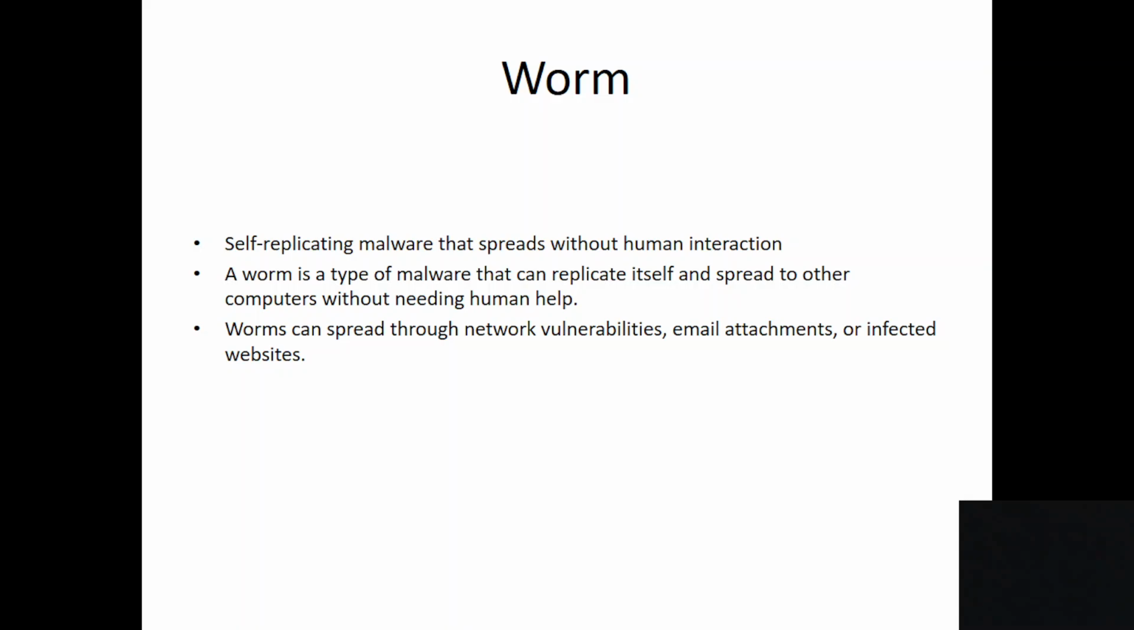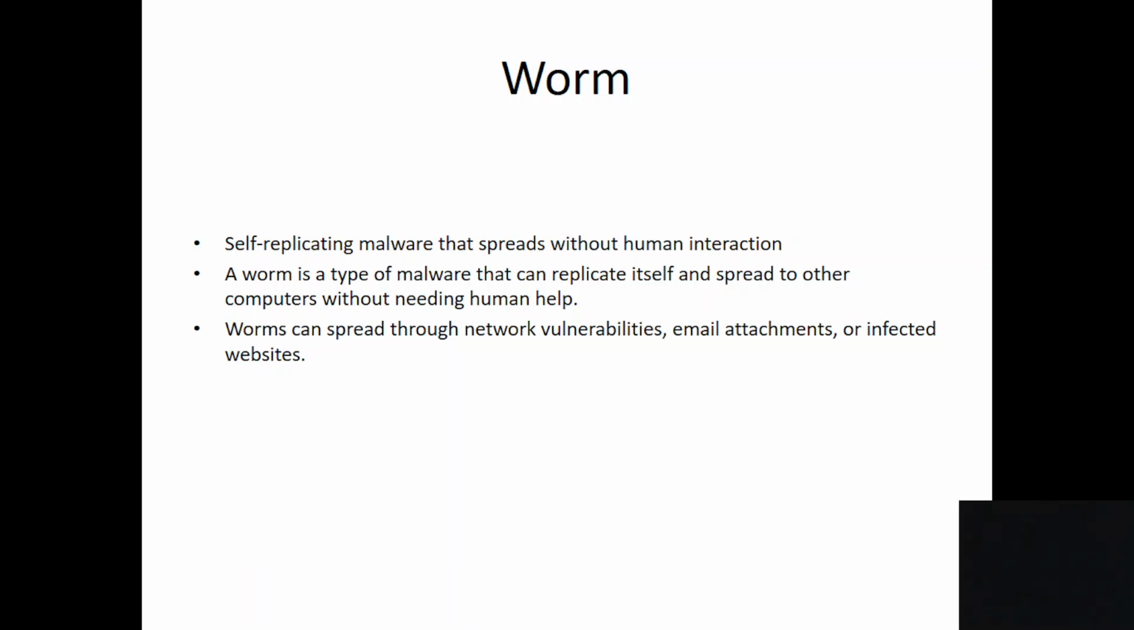Now we are moving to the next, worm. It's a self-replicating malware that spreads without human interaction. So it does not require any human interaction. There are different sources from where it comes. A worm is a type of malware that can replicate itself and spread to other computers without needing human help. Here it's not required.